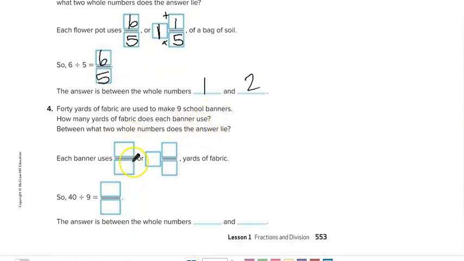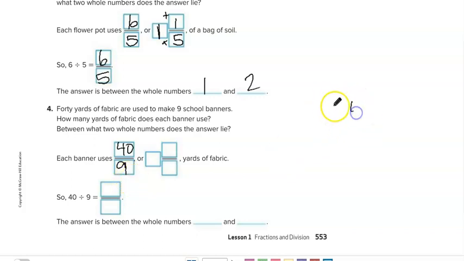40 yards of fabric are used to make 9 school banners. How many yards of fabric does each banner use? Between what 2 whole numbers does the answer lie? So again, I need to take my 40 yards of fabric and split that up into 9 school banners. So I need to think this is essentially 40 divided by 9.